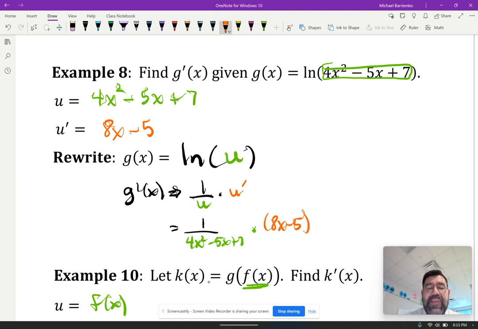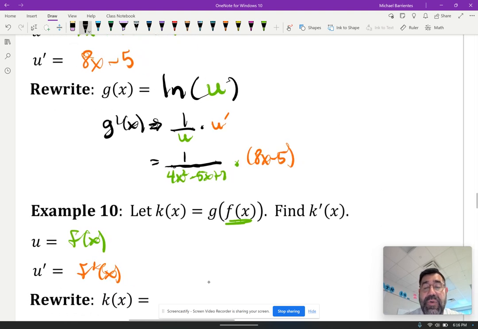Make sure to put this in parentheses, please, because if you just dangle it out there without parentheses, it would look like I have the fraction times 8x and then minus 5 later. But no, it's the fraction times 8x minus 5. To make it clearer, we can say this is over 1, and then multiply those two fractions and get my final answer to be this.